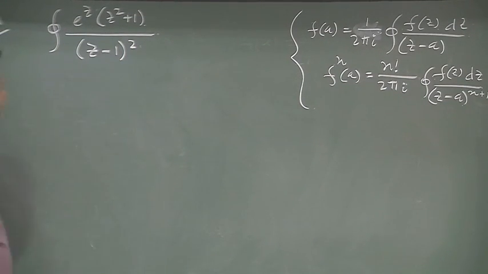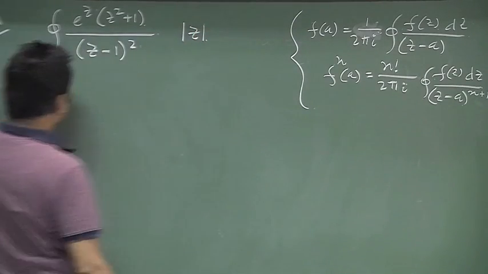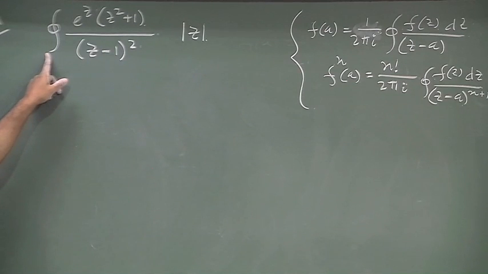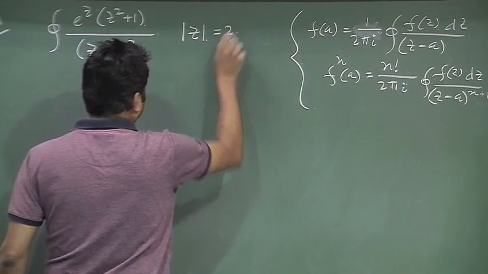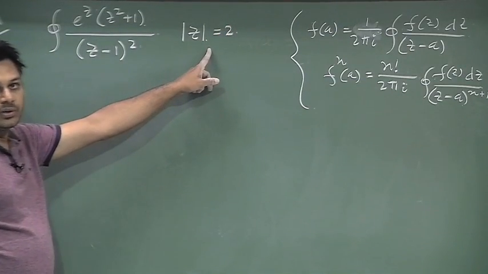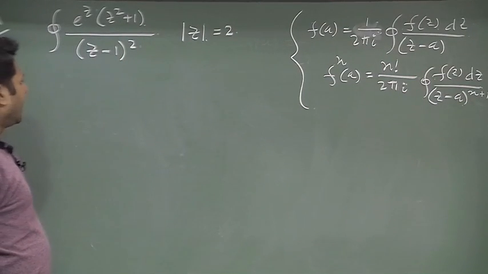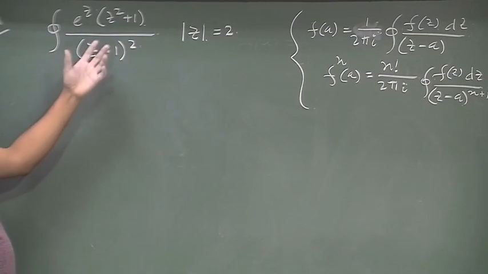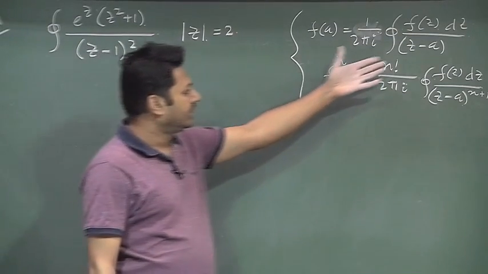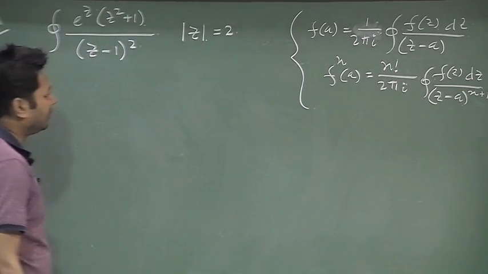This integration you need to evaluate, where the contour, since it is a closed integration, is given to you. This contour is |z| equal to 2. This is important. Every time, the contour over which I want to find the integral is very important. Now, after having this expression, you can rearrange these things in terms of this. That is the first thing you need to do.